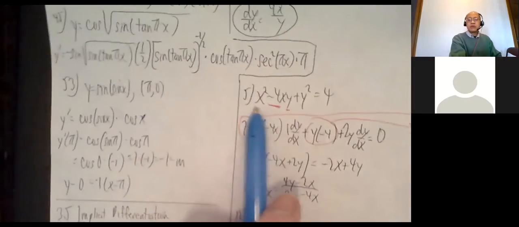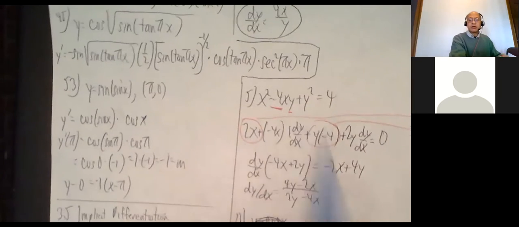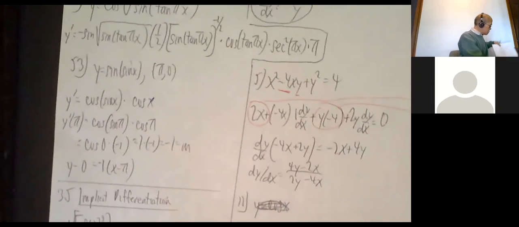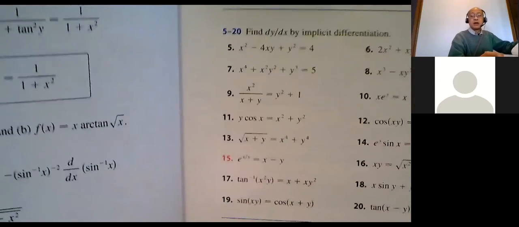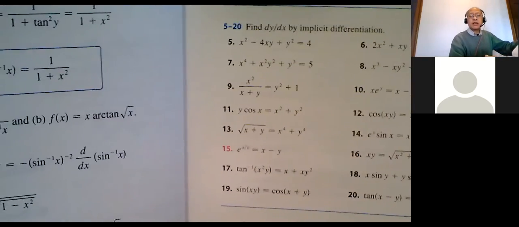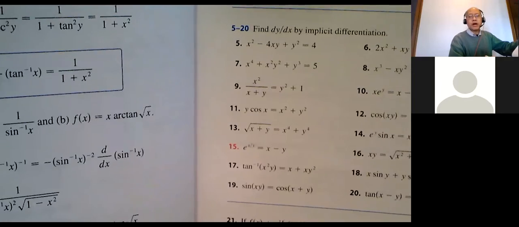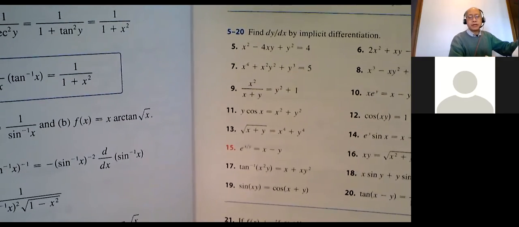All right, 5. x squared minus 4xy plus y squared equals 4. So x squared isn't that bad. y squared isn't that bad now that we know. Negative 4xy, we still have to use the product rule. So that's a little bit tricky.